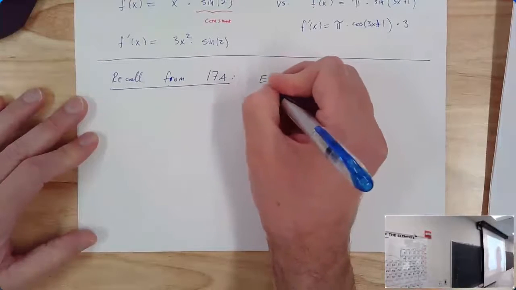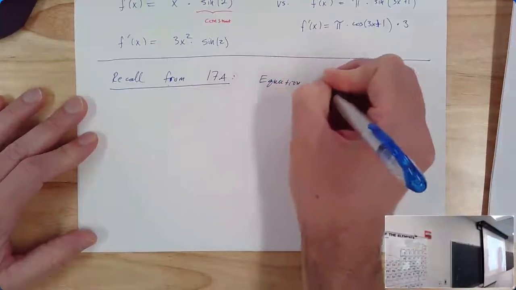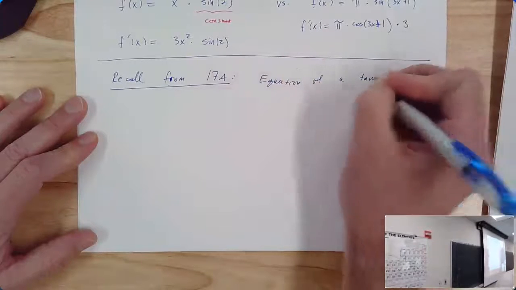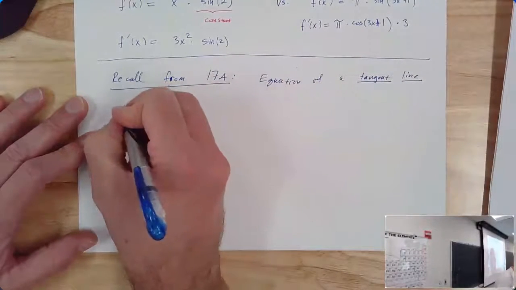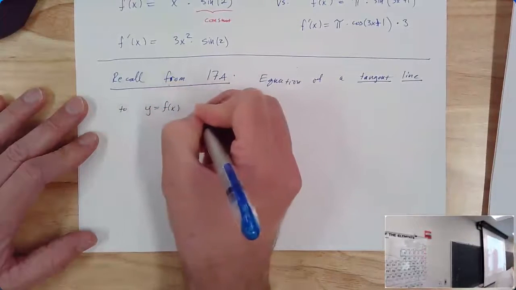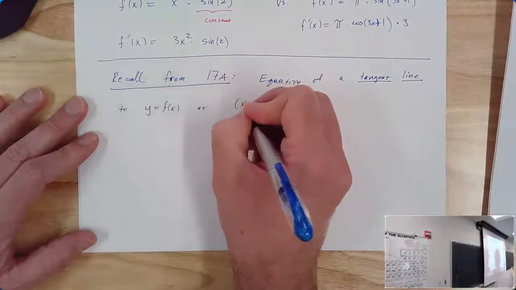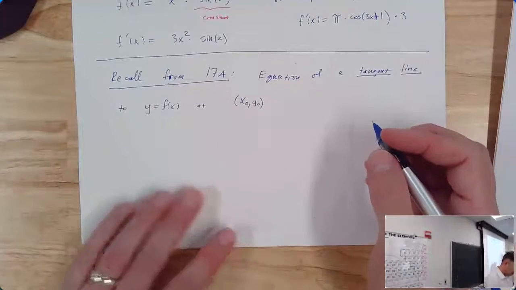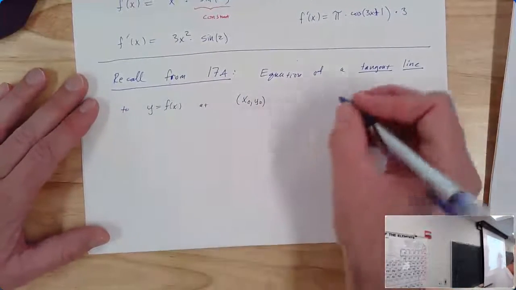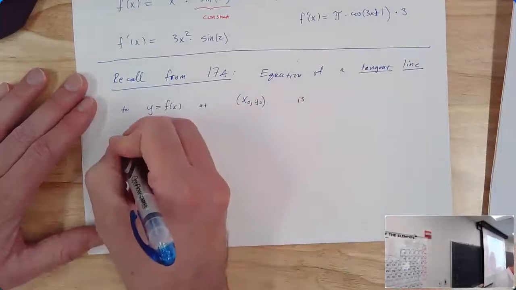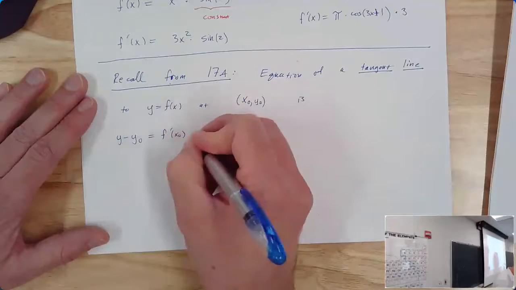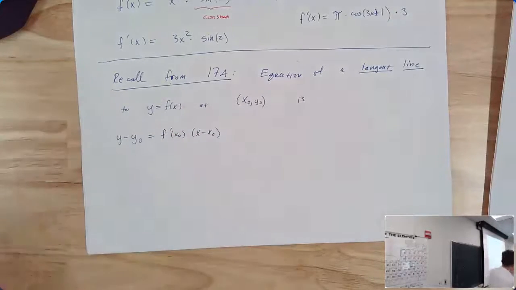From 17A, at one point we learned that the equation of a tangent line, I'm going to emphasize the line part there, to your function y equals f of x at the point x naught comma y naught is the following. It's y minus y naught equals your slope times x minus x naught. I'm just using the point slope form.